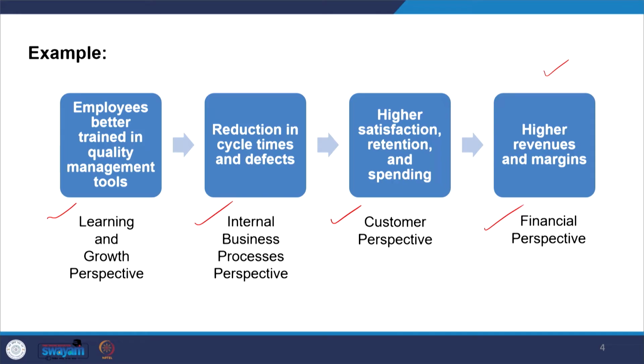For example, how to reduce the cycle time and reduce the defects, so that the customer is happier. So, to achieve customer satisfaction, you need to improve upon this factor. Finally, in order to improve the internal business process perspective, you need to understand the learning and growth perspective: how the employees are better trained in quality management tools, better productivity, how to bring the defects down to zero, how to improve efficiency, how to bring more efficient processes into the system, so that there is less wastage of time, fewer defects, and the overall organization profit finally improves.